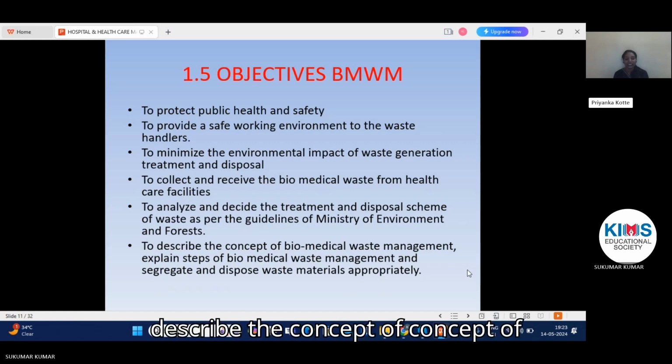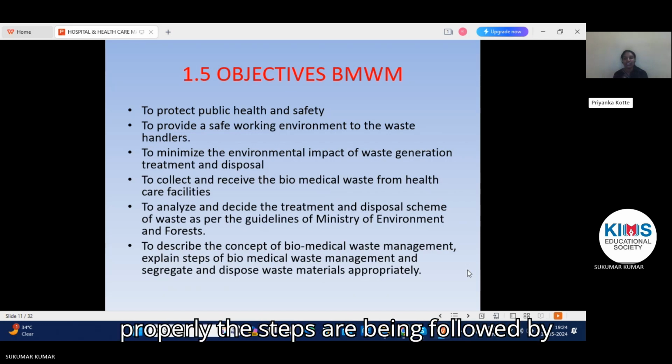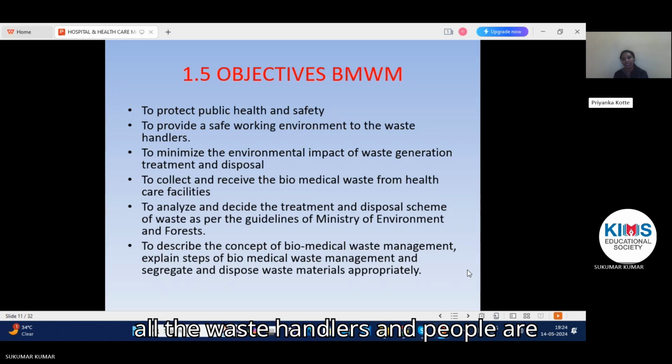Lastly, describe the concept of biomedical waste management and explain the steps of biomedical waste management, and segregate and dispose waste material appropriately. So we are not only learning, but we need to describe the different categories and explain the steps. Then we should ensure that the steps are properly followed by all the waste handlers and people working under biomedical waste management.